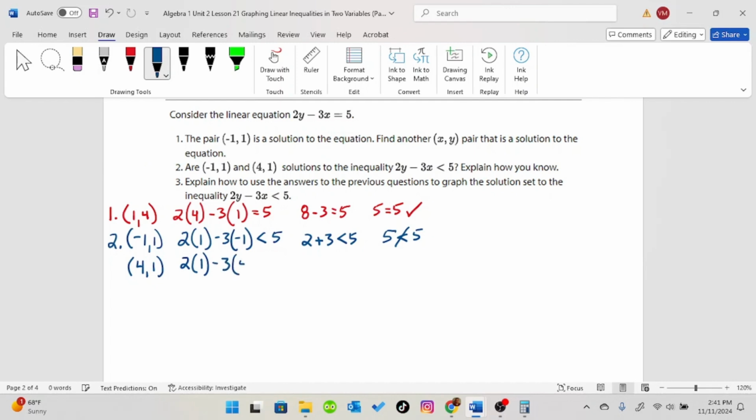minus 3 times 4. 2 times 1 is 2. -3 times 4 is -12. And 2 minus 12 is -10. -10 is less than 5, so the first point is not a solution. The second point, (4, 1), is a solution.